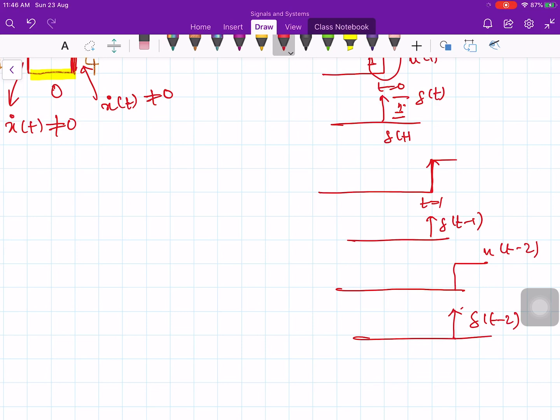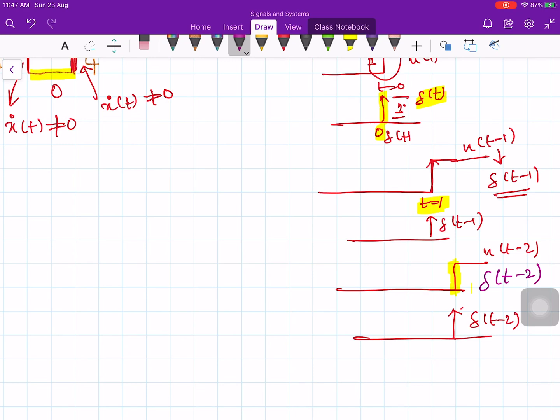So this is u of t minus 1. If you differentiate, you will get del of t minus 1, because there is a discontinuity at t equals 1. And here the discontinuity occurs at t equals 0. Therefore, you get del of t. And at this point, there is a discontinuity, and this discontinuity occurs at t equals 2. Therefore, you will get del of t minus 2 and so on and so forth.